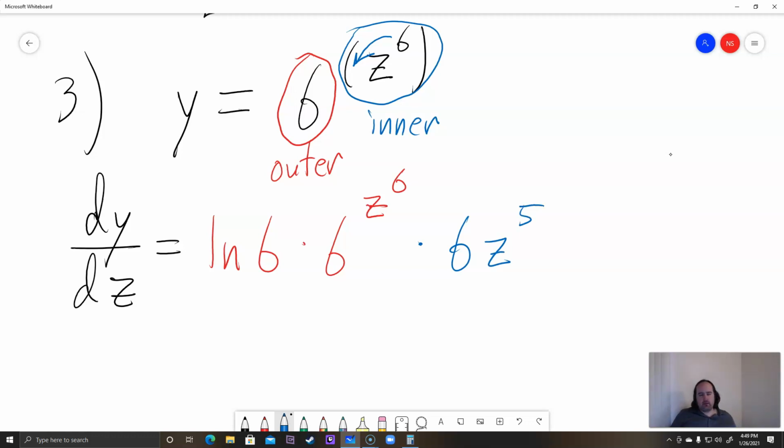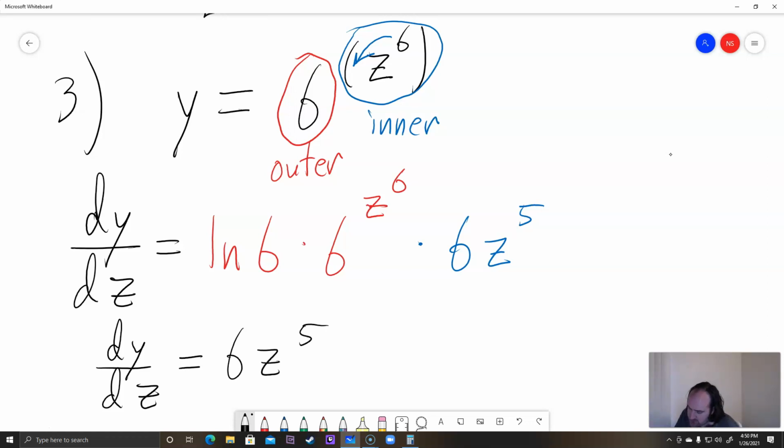And that's almost the whole problem. This one's actually pretty straightforward. So now we've got dy dz equals, well, the order they write it in on my math lab, they write the 6z to the 5th first, and then they write that times 6 to the z to the 6th, and then they write that times ln of 6. So natural log of 6.